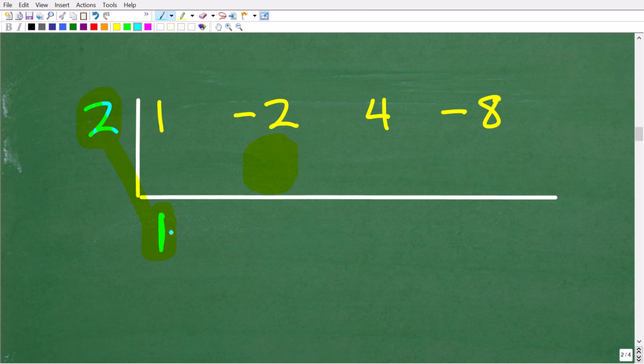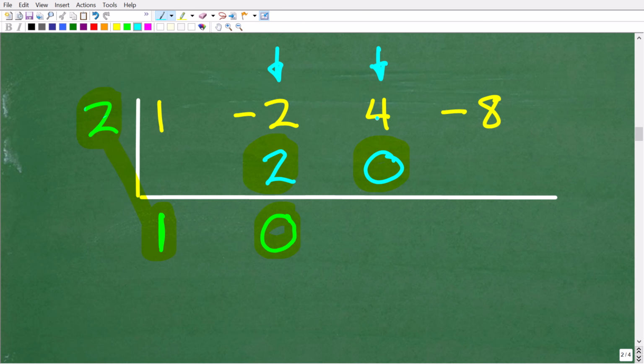Again, we take this 1, drop it down. 2 times 1 is 2, we put our answer right here. Now the next step is we're going to add down. So negative 2 plus 2 is what? That is 0. Now we're going to repeat the process. 2 times 0 is what? That's 0, and we put our answer right here. Again, we add down: negative 2 plus 2 is 0, and then we take this 0 and multiply by 2. So 2 times 0 is 0. We put our answer right here.